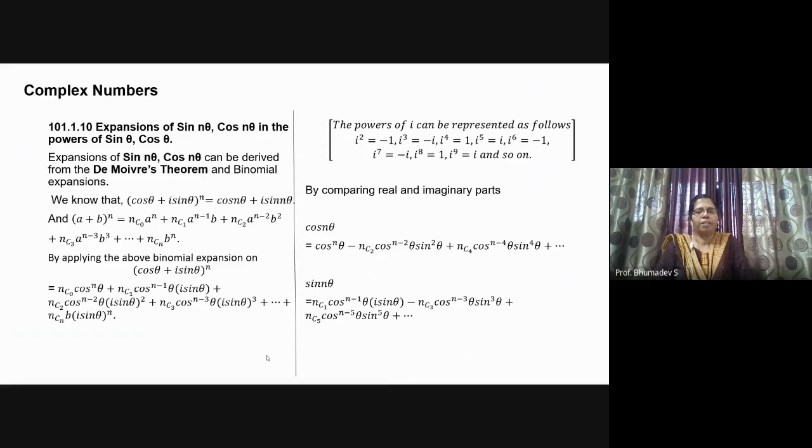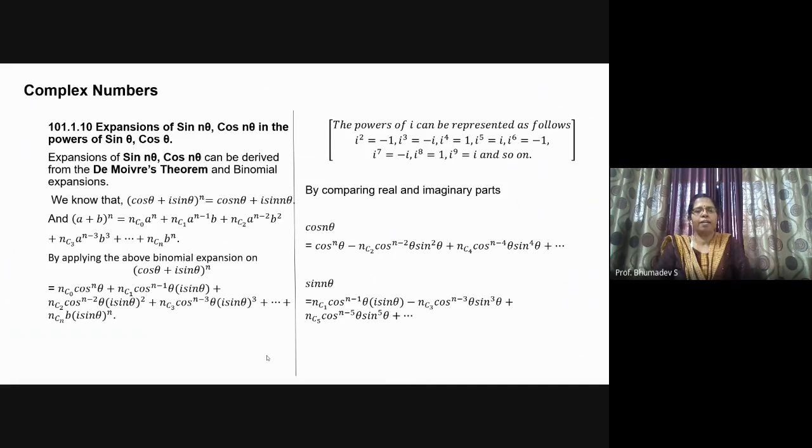So the same expansion we have to apply, and when we are writing the expansion, we have to keep in mind the powers of i: i square is minus 1, i cube is minus i, i to the power of 4 is 1, i to the power of 5 is i, i to the power of 6 is minus 1, i to the power of 7 is minus i, i to the power of 8 is 1, and i to the power of 9 is i. More than that, we won't be applying in any expansion, so we will restrict up to the 9th power of i, the values we should know.